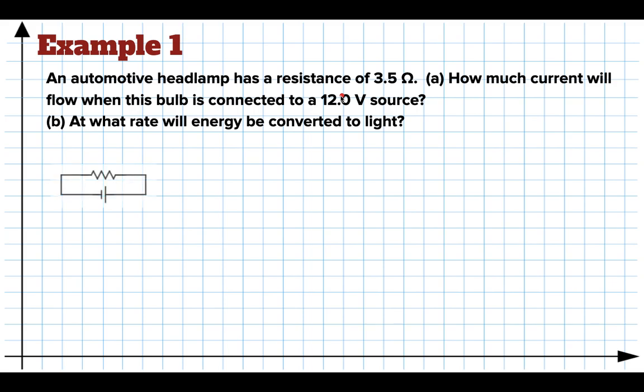So the first thing we do is we draw a little schematic. Here's the escalator, the thing that's adding energy to the charges. The charges go around the circuit and they lose energy in the headlamp, and then they go back to the battery and get energized and then go round again. Okay?